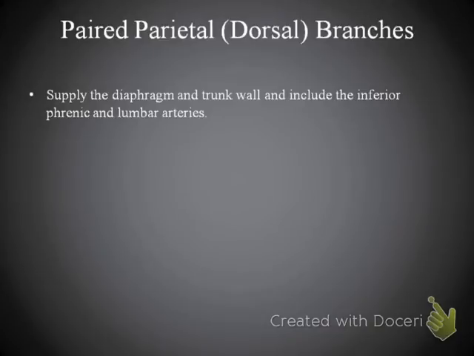We see that there are paired parietal or dorsal branches, which supply the diaphragm and trunk wall and include the inferior phrenic and lumbar arteries. So we're not going to worry too much about everything. I just want you to know really what it does, and that it supplies the diaphragm and trunk wall.